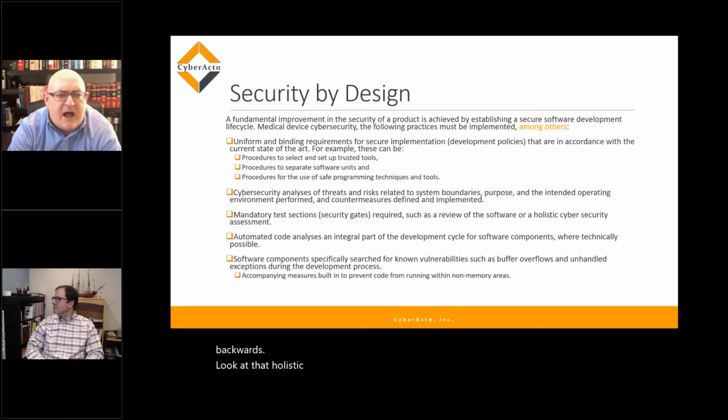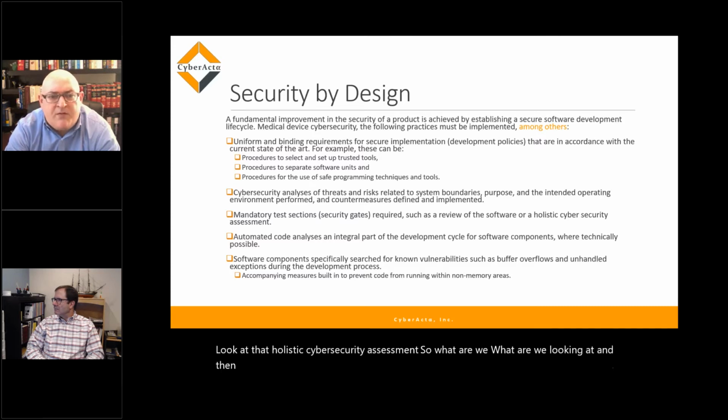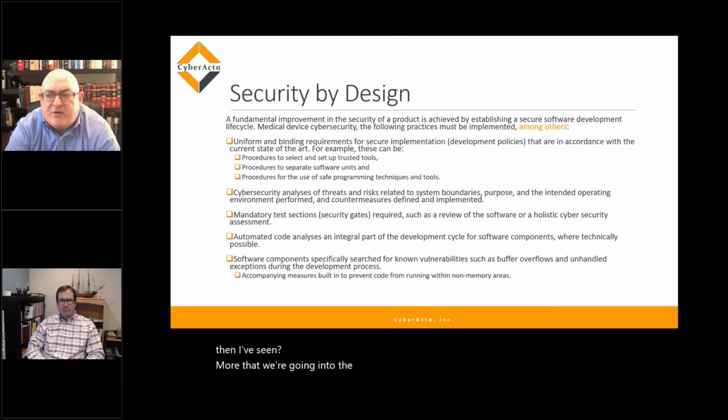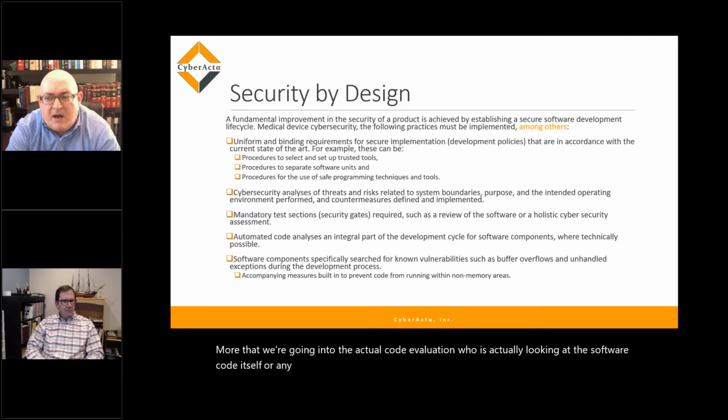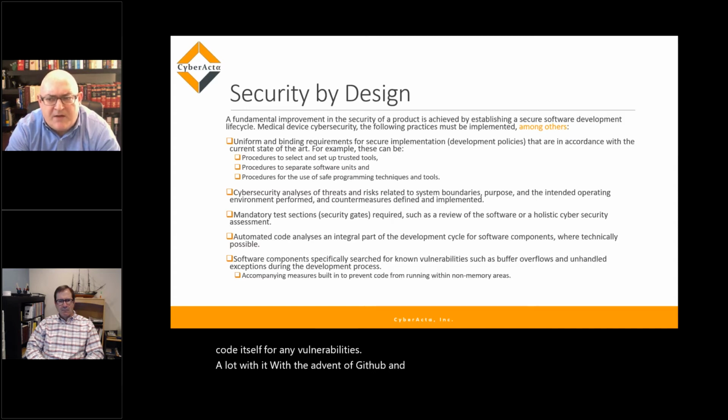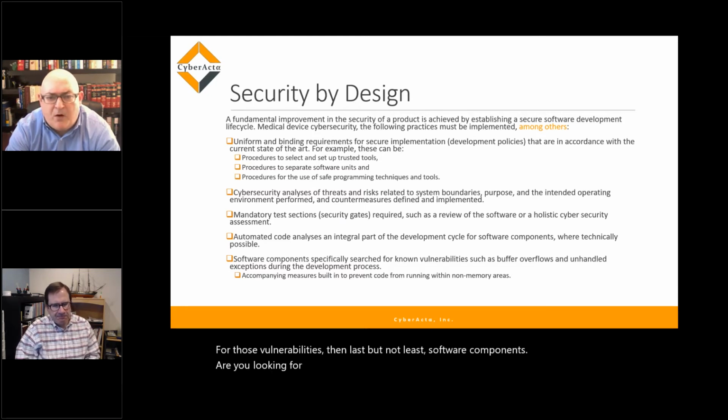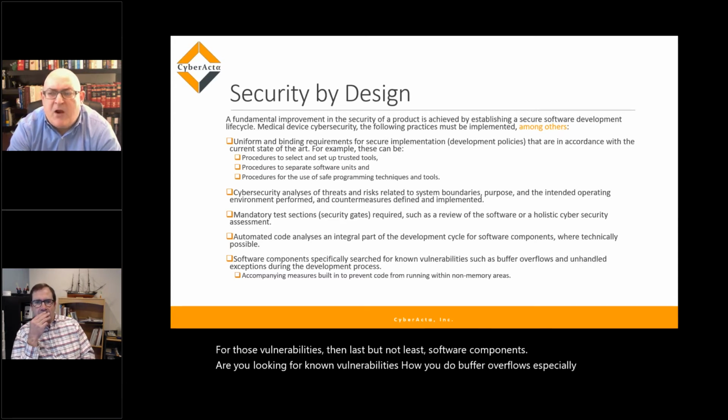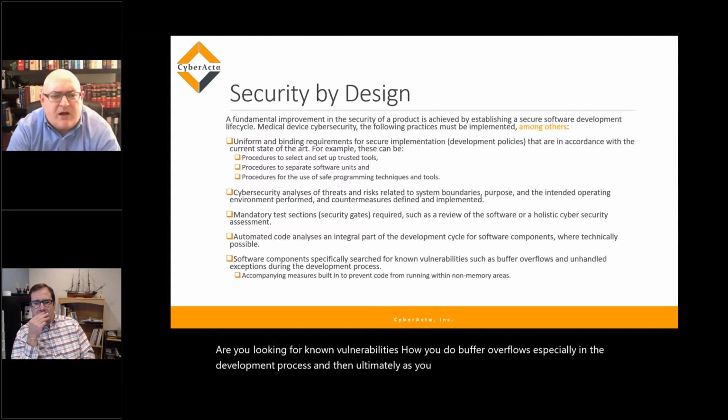So what are we looking at? And then I've seen it more and more that we're going into the actual code evaluation. Who is actually looking at the software code itself for any vulnerabilities? A lot with the advent of GitHub and using code that is commonly available. How exactly are you looking for those vulnerabilities? So then, last but not least, software components. How are you looking for known vulnerabilities? How do you handle buffer overflows, especially in the development process, and then ultimately as you're going through patching and updates, how do you demonstrate that?